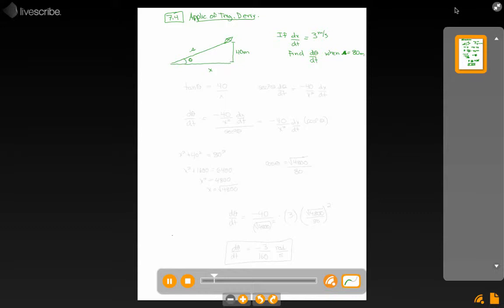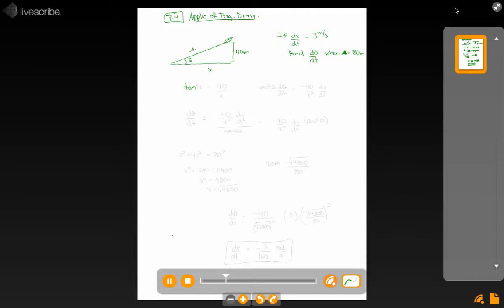And we're wondering what the change in the angle, d theta by dt, is when s equals 80, when there's 80 meters of string let out. So we need a relationship between x and theta. We don't really want s in there because we don't have ds by dt. So if we can come up with a relationship that has x and theta in it, we'll be happy.